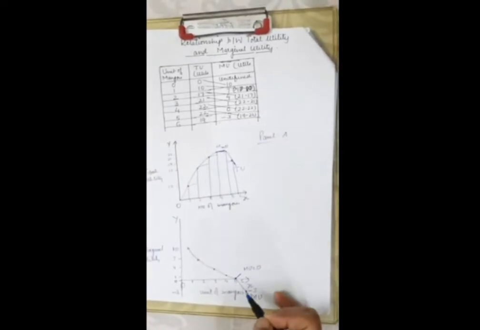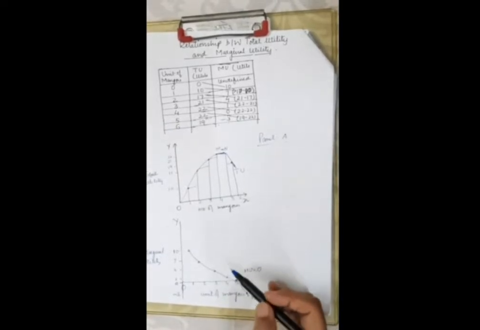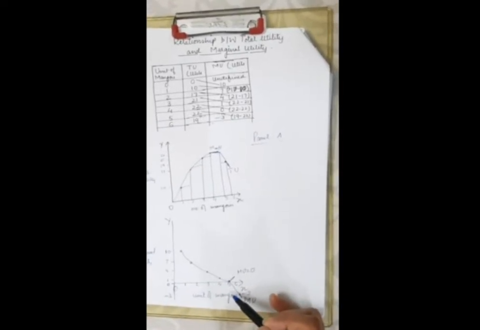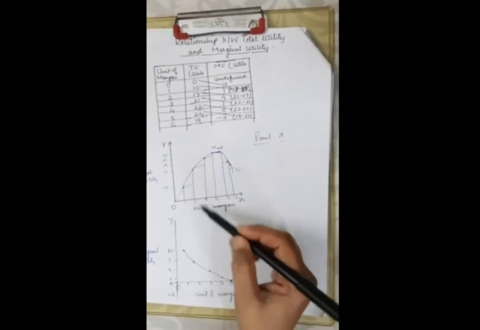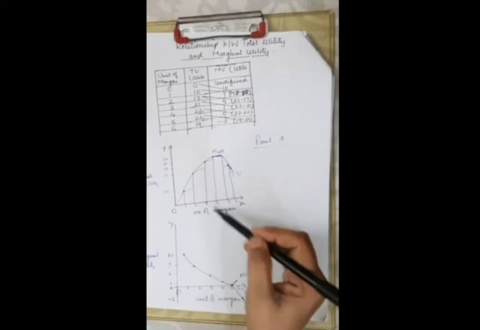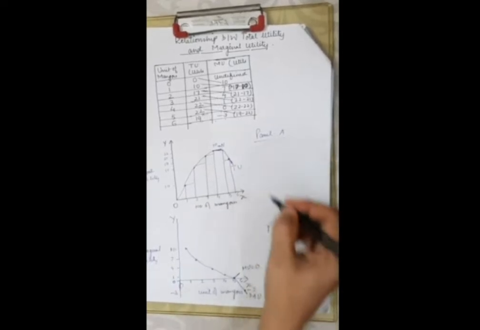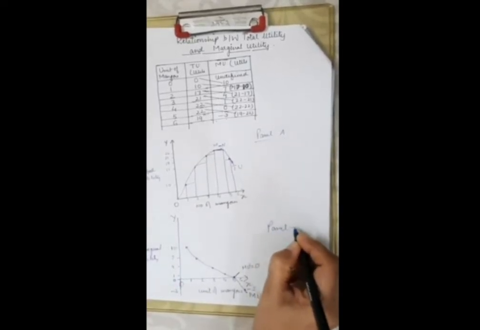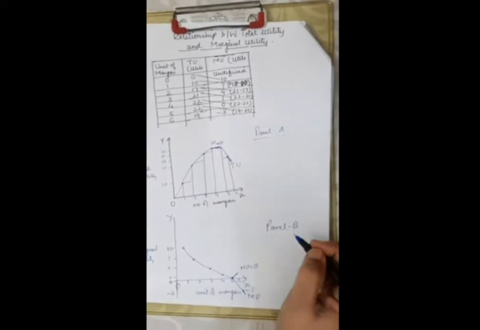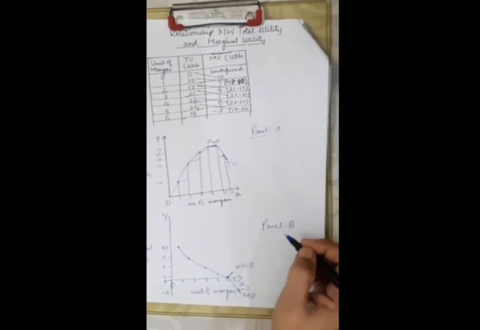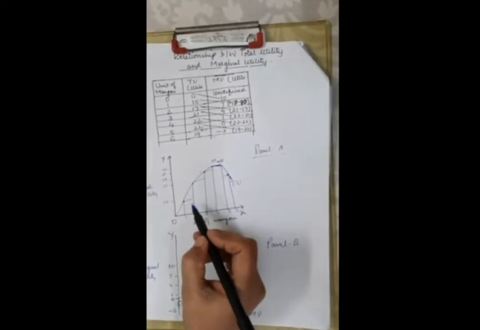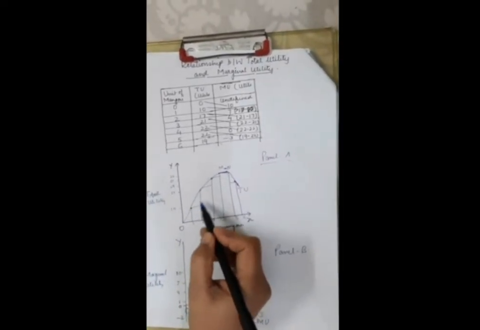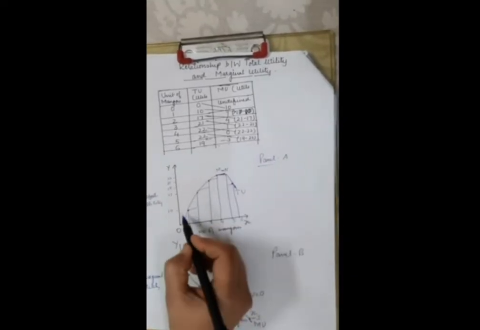Now, it should be noted that marginal utility of any quantity can also be indicated by the slope of the total utility curve. Now here comes the relationship between these two. This was panel A, this is panel B, but both the panels are interconnected. What we are saying is that the marginal utility of any of the units can also be indicated by the slope of the total utility curve. Right?